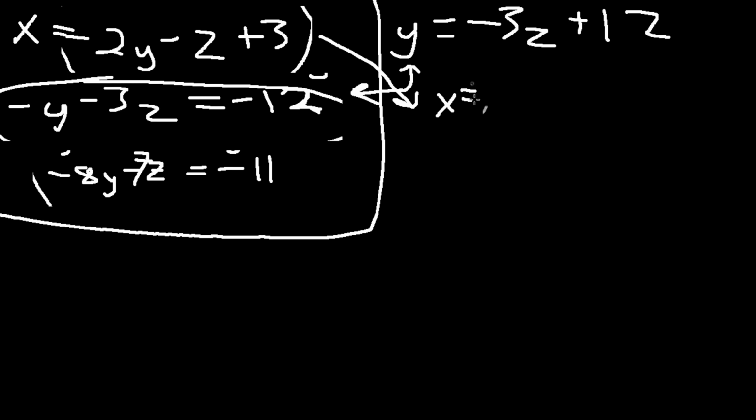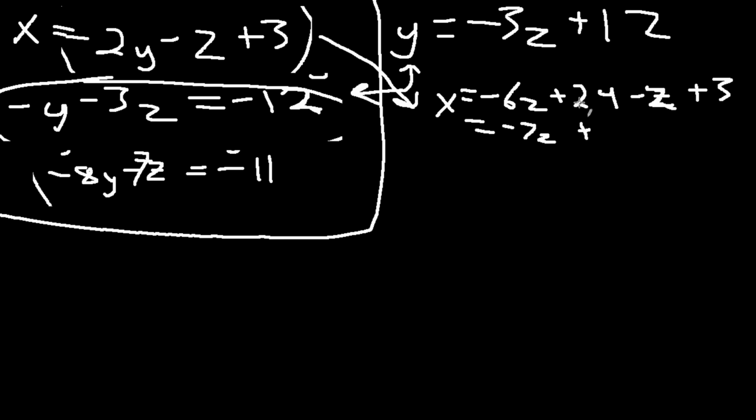So x is going to equal negative 6z, and then the 2 times 12 is going to be 24, plus 24, and then the rest of here, of course, negative z, I'm sorry, and a positive 3. So that's ultimately going to equal, let's put the z's together, negative 7z plus, 24 and 3 is 27, plus 27. So now we simplified our x a little more, all the way down to x equals negative 7z plus 27.